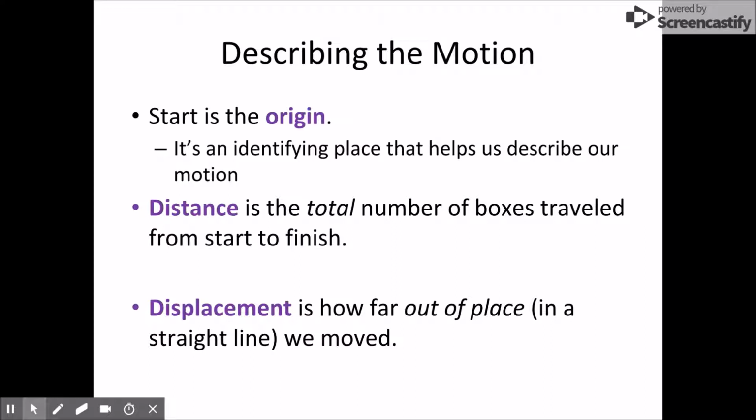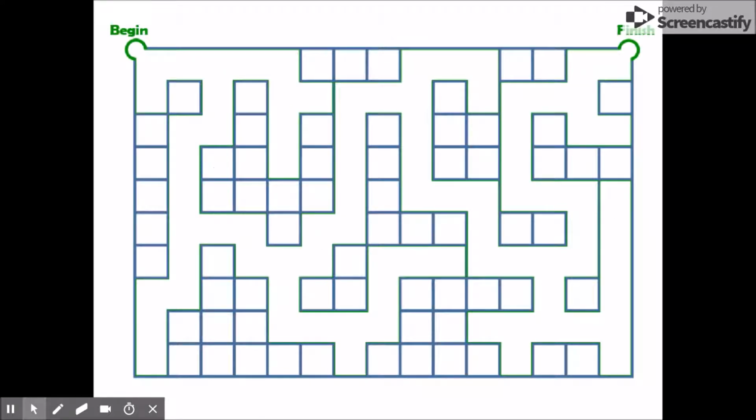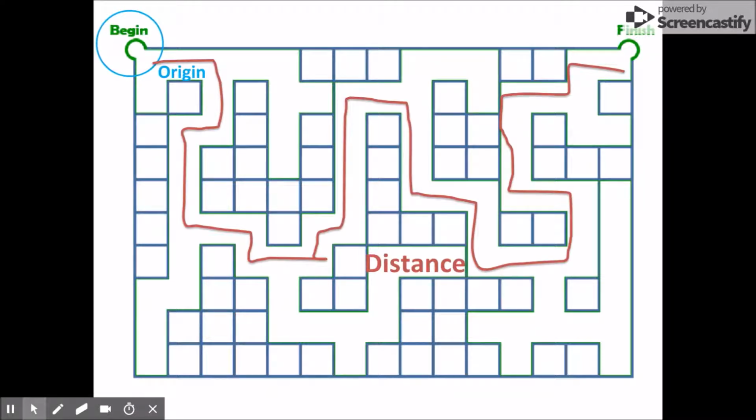Distance is how far you travel, the total number of boxes that you travel. But displacement, which is different, is how far out of place you are, how far you are from the origin specifically. You can see we have a beginning point, we have a finish point, and in between them we have to travel some distance, and the red line gives us our distance. That's the total number of boxes that we had to cover in order to get to the finish. However, we are only at the finish, and the displacement is how far from the beginning we are.